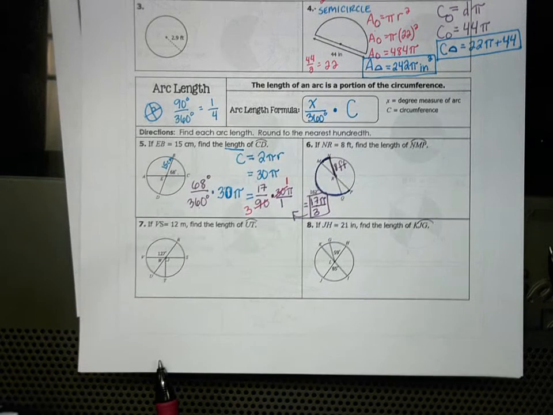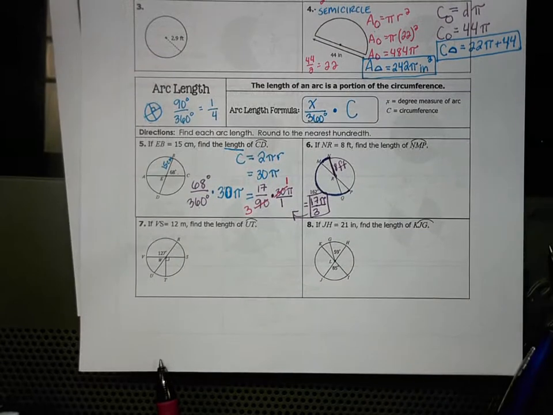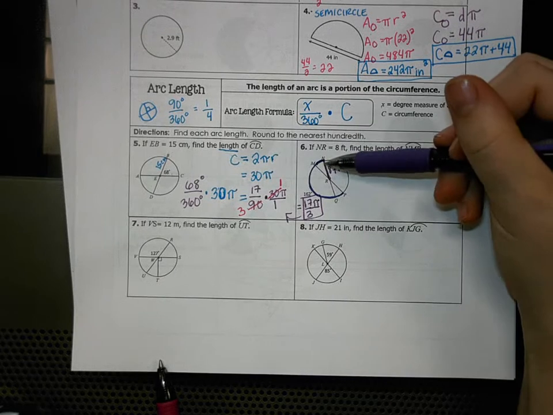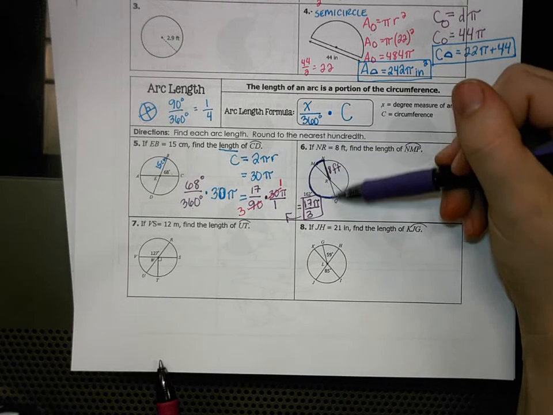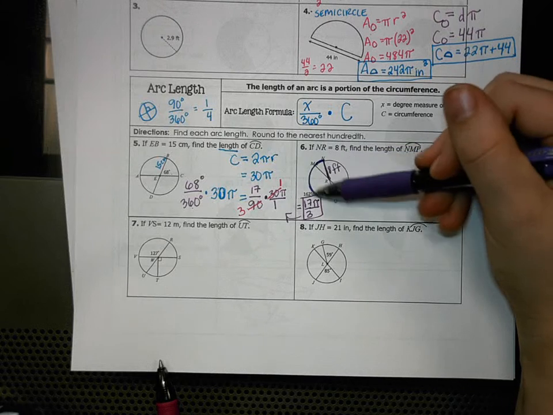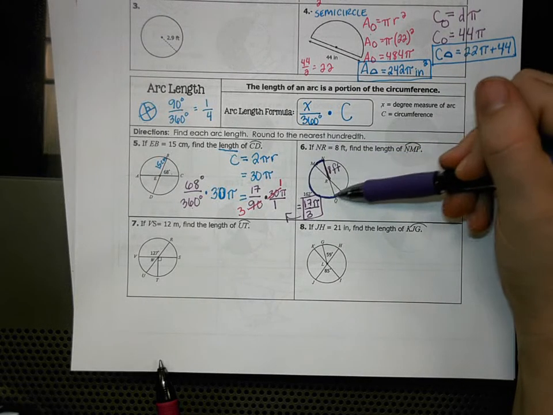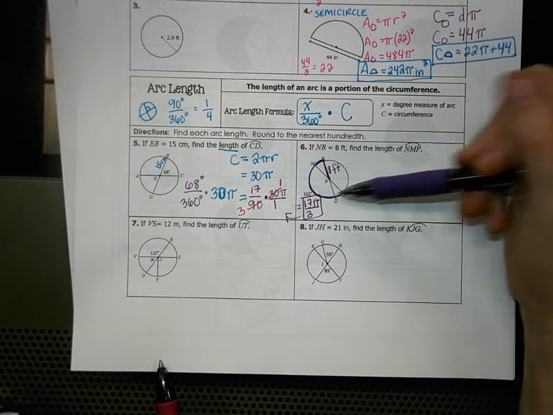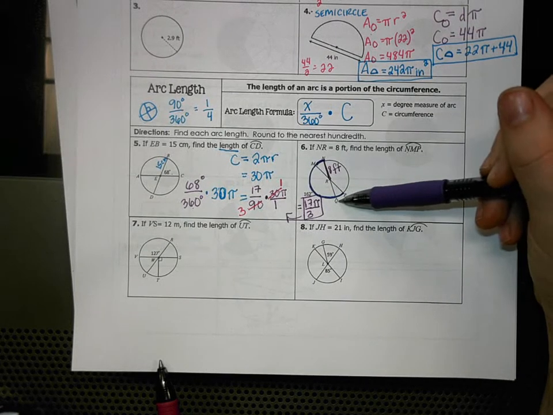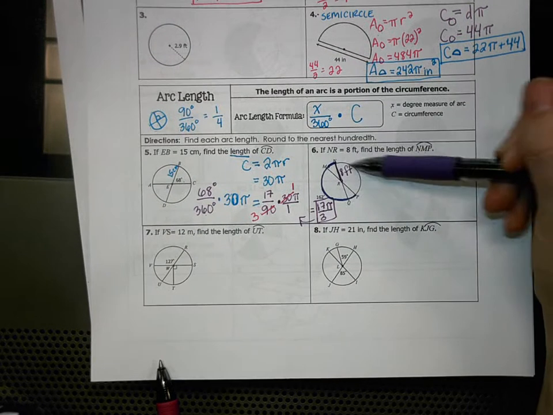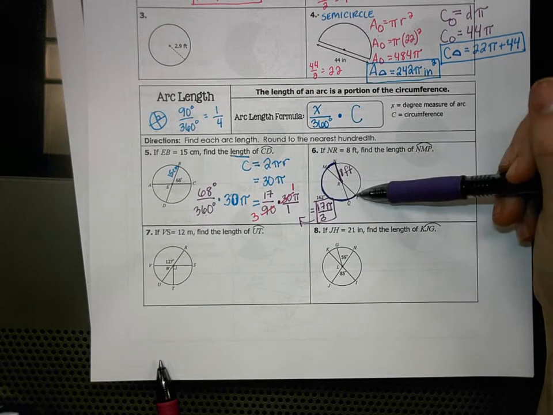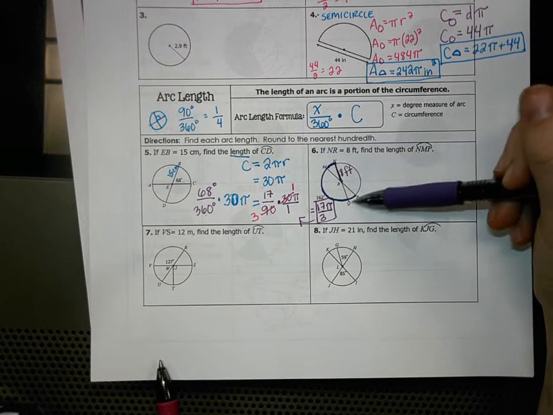So, I know a few things. First of all, NQ is a diameter. That means NMQ is a semicircle, or halfway around the circle. So I can find halfway around the circle and then add this piece here, or I can find the entire way around the circle and subtract this piece away. I'm just going to find the pieces that we know and add them together.